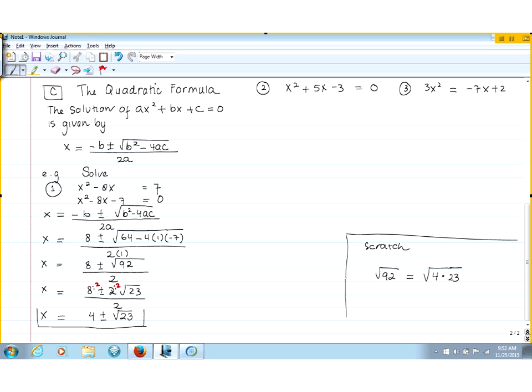Okay. So how many solutions do I have? 2. What are the solutions? 4 plus square root of 23, and the other one is 4 minus square root of 23. So that's why you have a plus or minus. We have 2 solutions. All right. How are we doing? Are we doing good? Okay. Can you try 2 and 3? All right. And then after that, we're done.